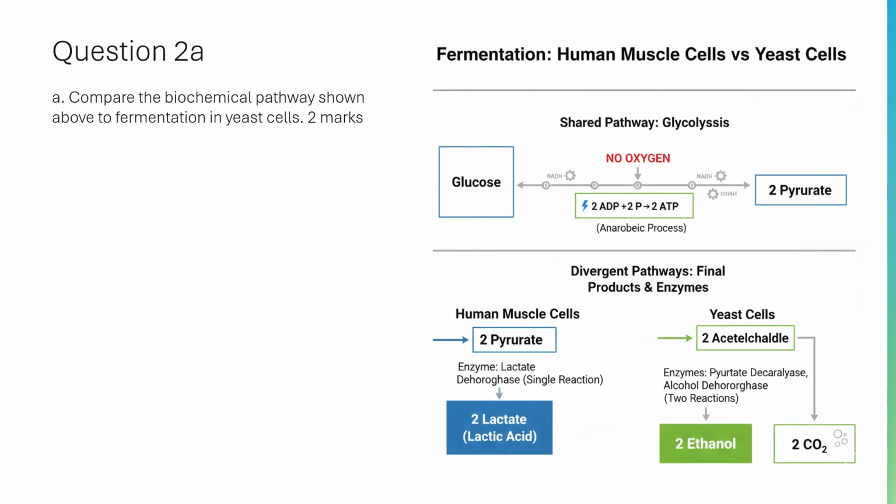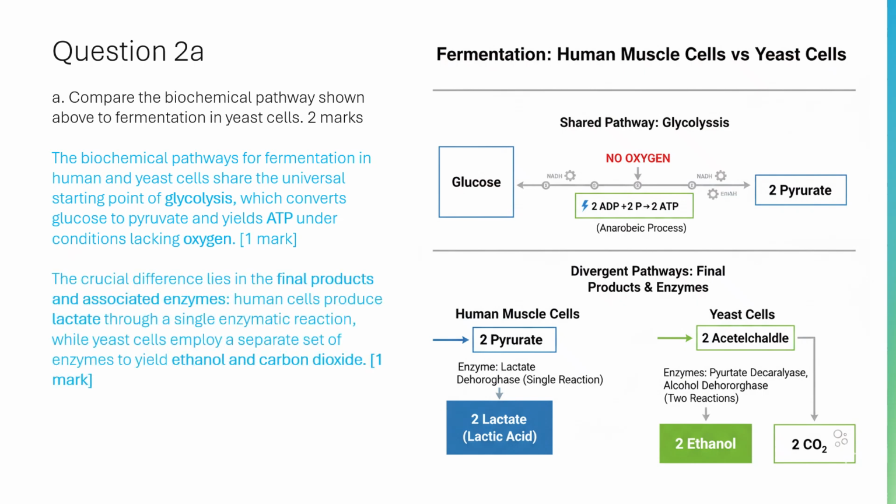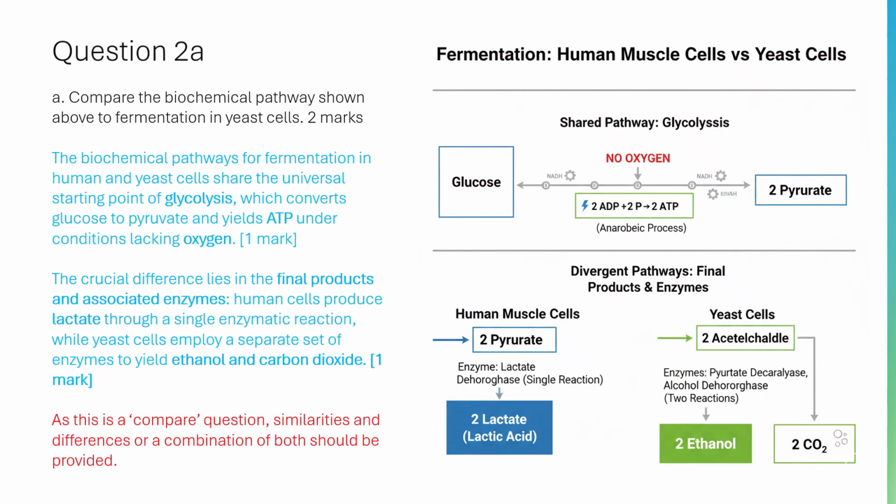The biochemical pathways for fermentation in human and yeast cells share the universal starting point of glycolysis, which converts glucose to pyruvate and yields ATP under conditions lacking oxygen. The crucial difference lies in the final products and associated enzymes. Human cells produce lactate through a single enzymatic reaction, while yeast cells employ a separate set of enzymes to yield ethanol and carbon dioxide. As this is a compare question, similarities and differences, or a combination of both, should be provided.